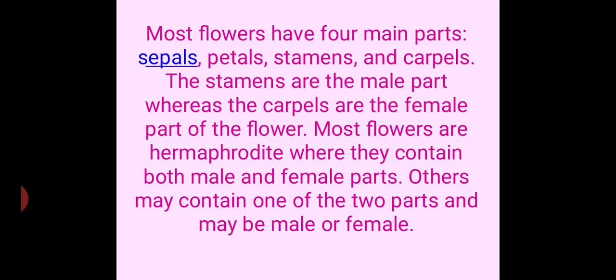Most flowers have four main parts. That means a flower has four main parts, that is sepals, petals, stamens and carpels. The stamens are the male part, whereas the carpels are the female part of a flower. Again I am repeating, the stamens are the male part of a flower, whereas the carpels are the female part of the flower.